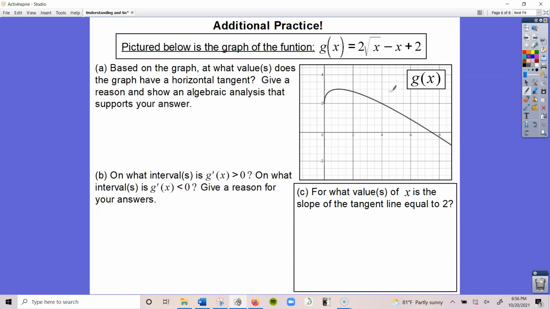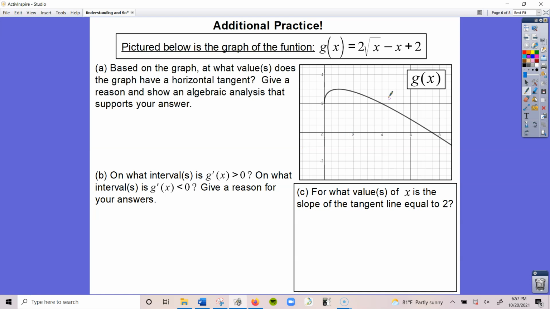Let's continue with another graph. Now in this case, our graph here is g of x, so not the derivative, but the actual function. Based on the graph, at what values does the graph have a horizontal tangent? Give a reason, and show an algebraic analysis that supports your answer. So we're going to use the graph to find out when we have a horizontal tangent, and then we're going to confirm that by finding it algebraically, meaning through finding the derivative.